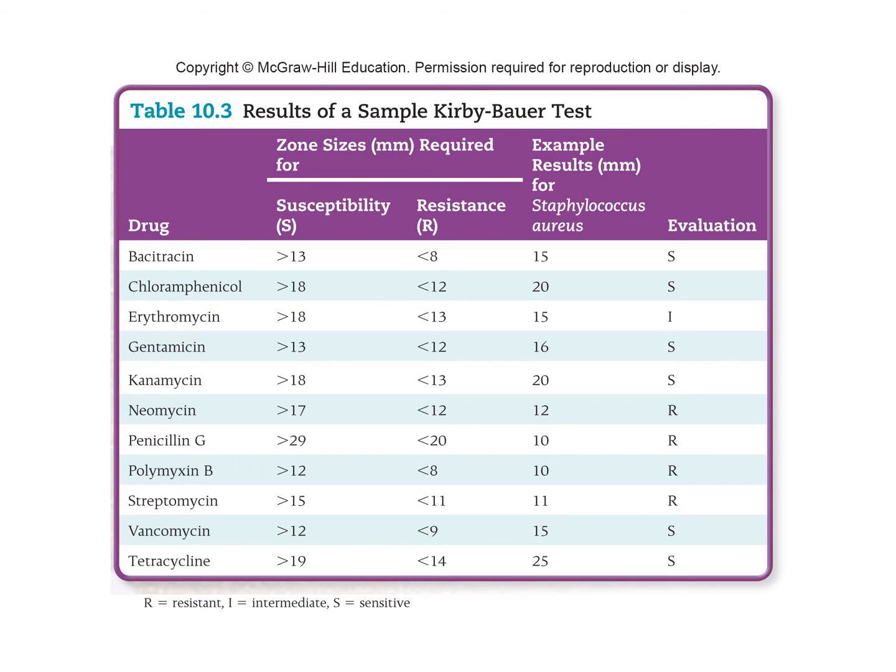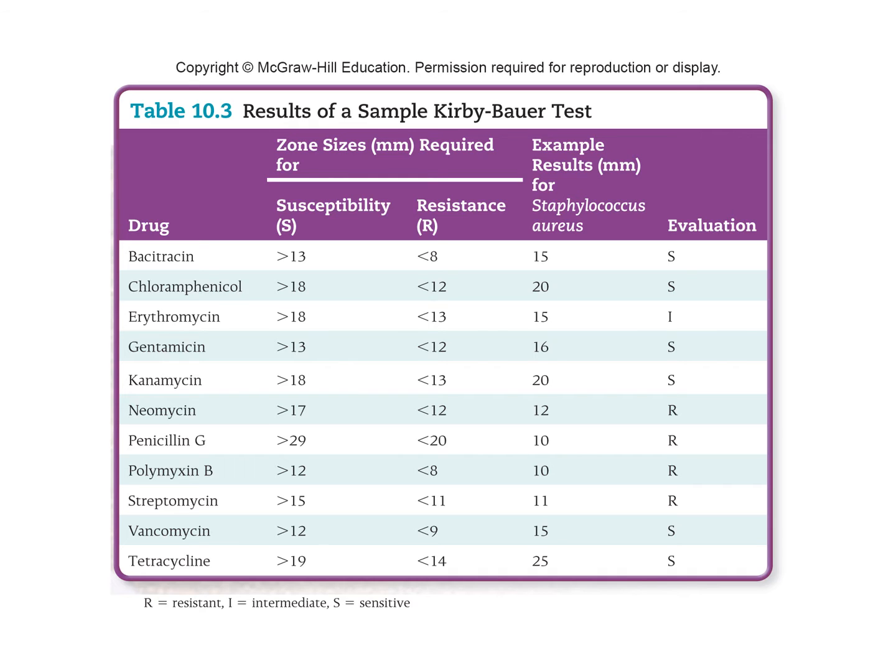So this is the results of a Kirby-Bauer test. So it's showing the different drugs on the left column, and then it's showing you the zone sizes in millimeters required. So again, we're measuring in millimeters. So actually, you'll see on the next slide how they're measuring the actual zones of inhibition. You're actually measuring the entire diameter around the particular paper disc, okay? So susceptibility versus resistance, and so it's showing you in millimeters what it will be.